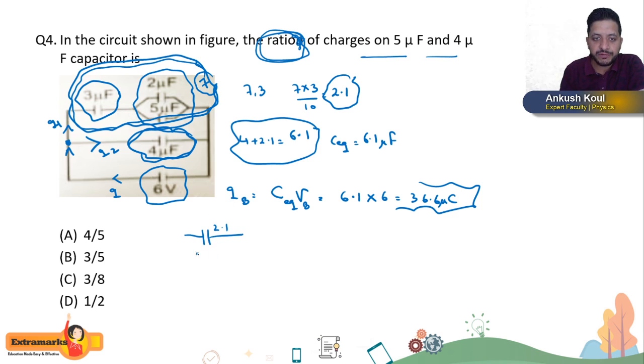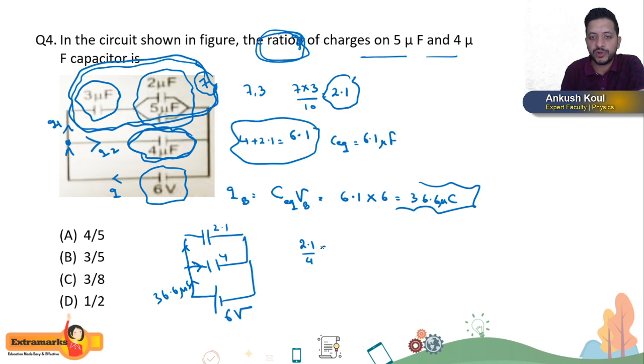This is 2.1, and below it we have 4, and then we have a battery which is 6 volts. We have a 6 volt battery. This is giving out 36.6 microcoulomb. This charge is getting divided into these 3 capacitors. So I will simply write 2.1 by 4 will be equal to Q1 by Q2, and also I know Q1 plus Q2 is equal to the total charge.